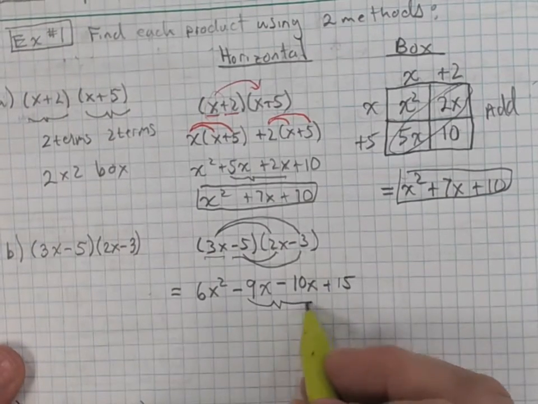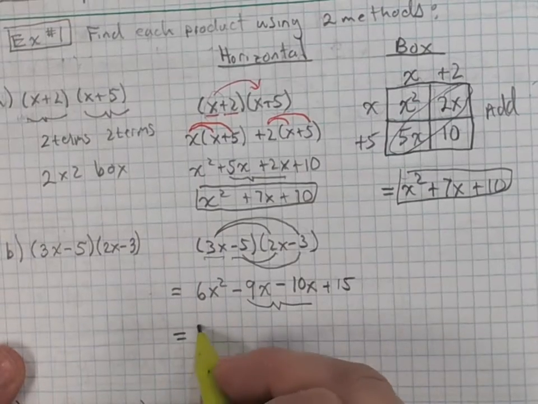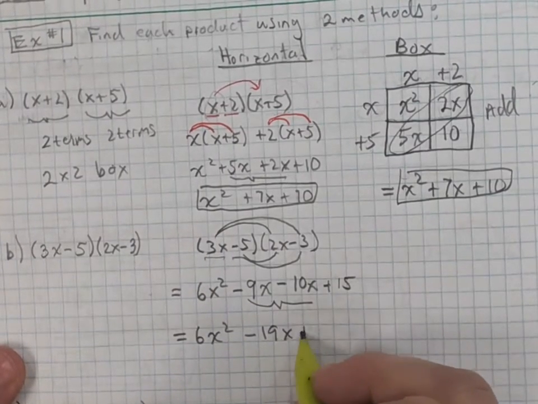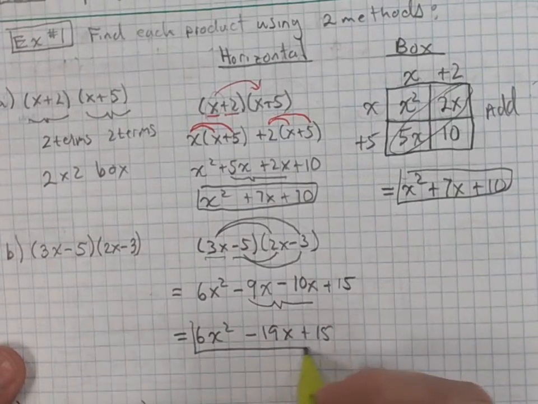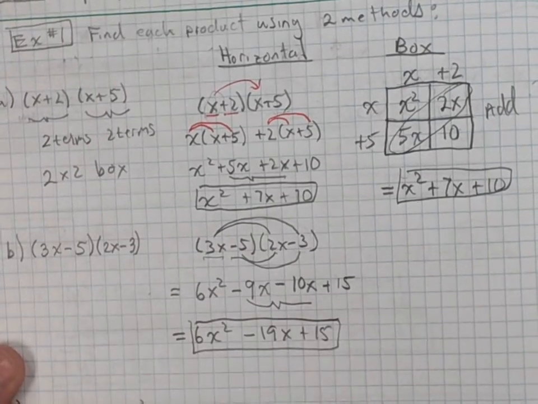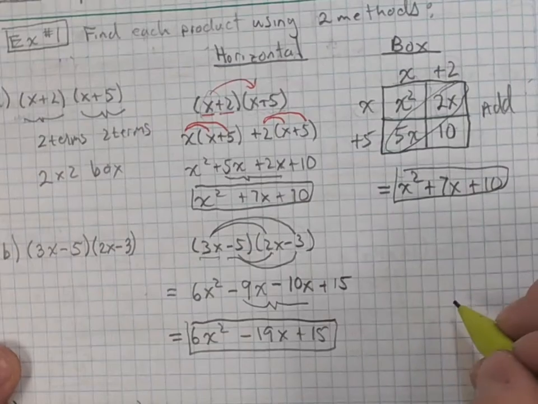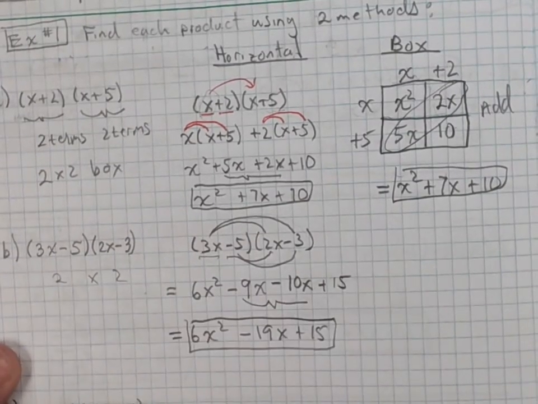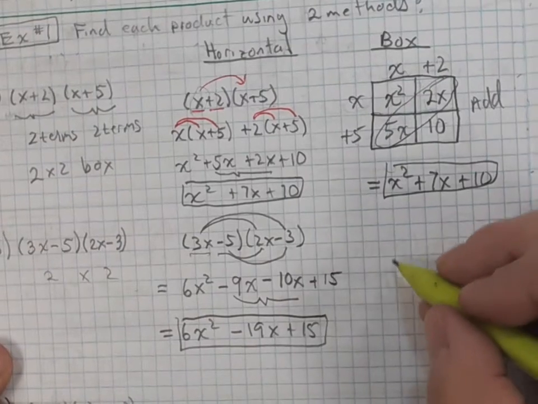And then we combine like terms. And this is our product. Okay, one more time, let's use the box method. Again, this is a 2 by 2 polynomial, so a 2 by 2 box is in order.